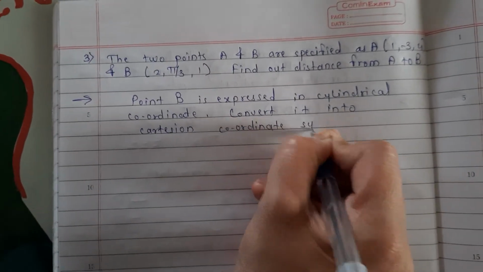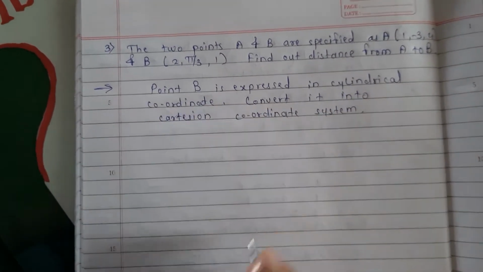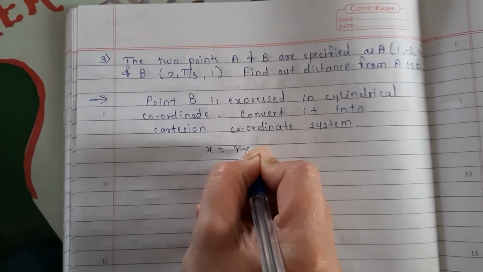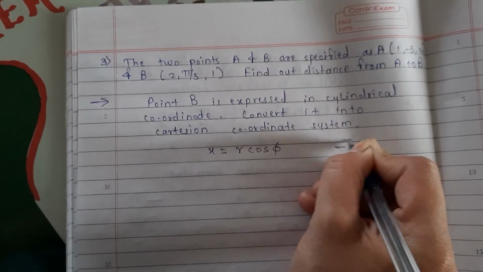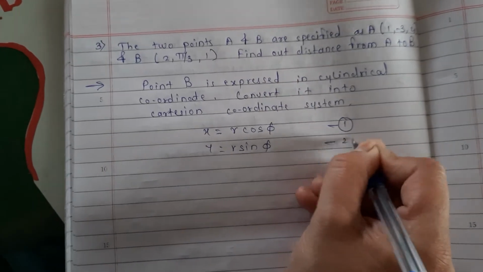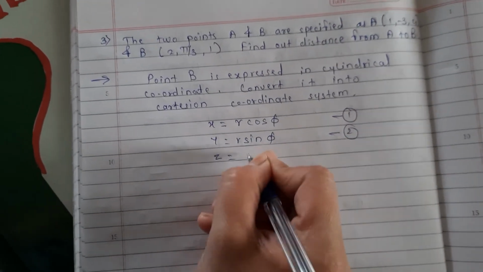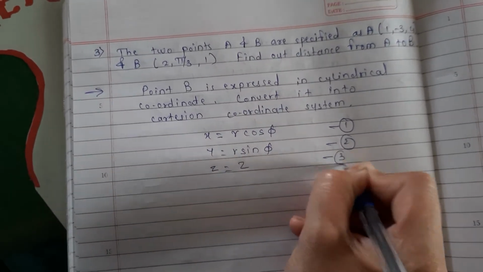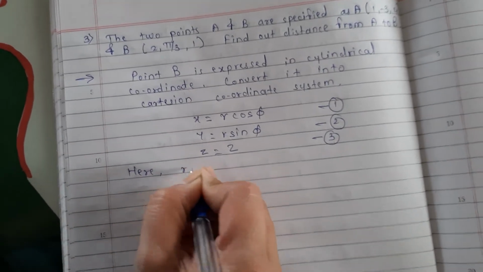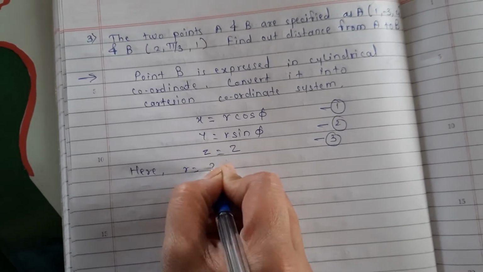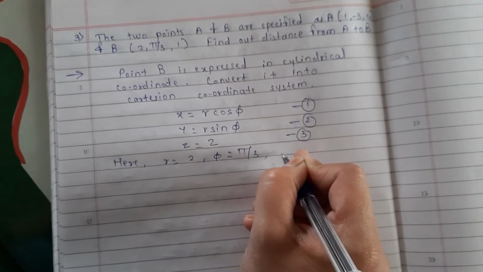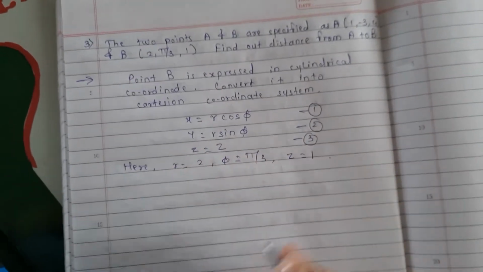Into the Cartesian coordinate system. So for that we have to use the equations as x is equal to r cos phi, y is equal to r sin phi, and z is equal to z. So we have the values as, here we have r is equal to 2, phi is equal to pi by 3 and z is equal to 1.